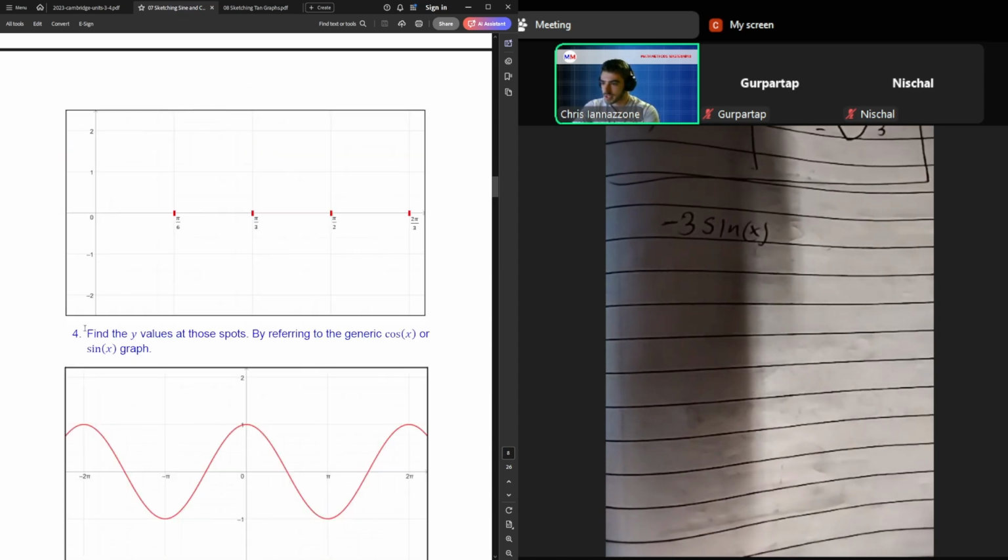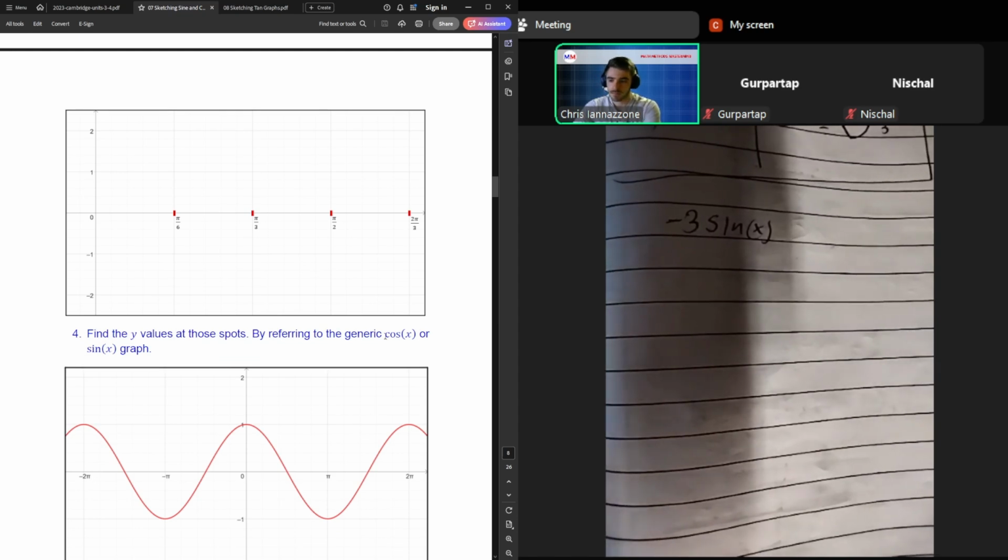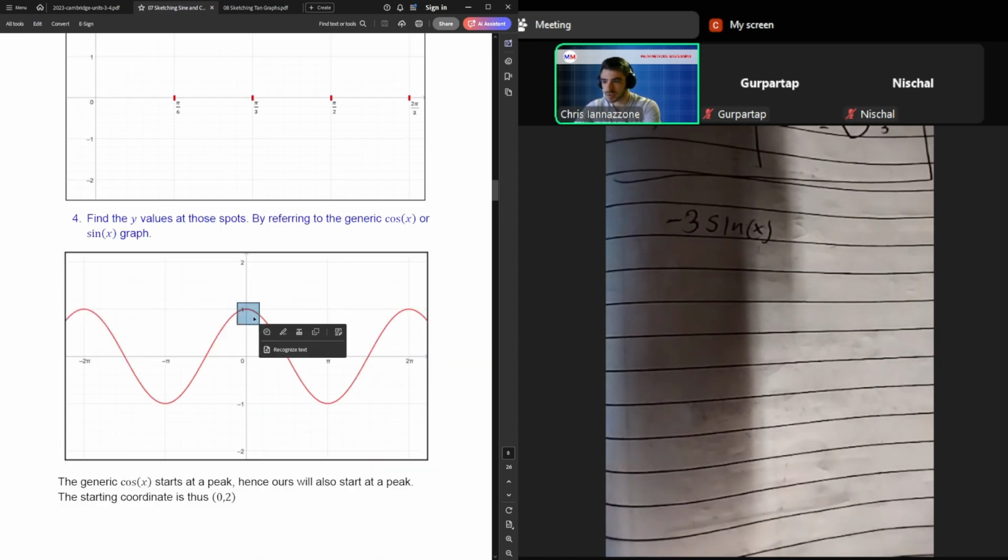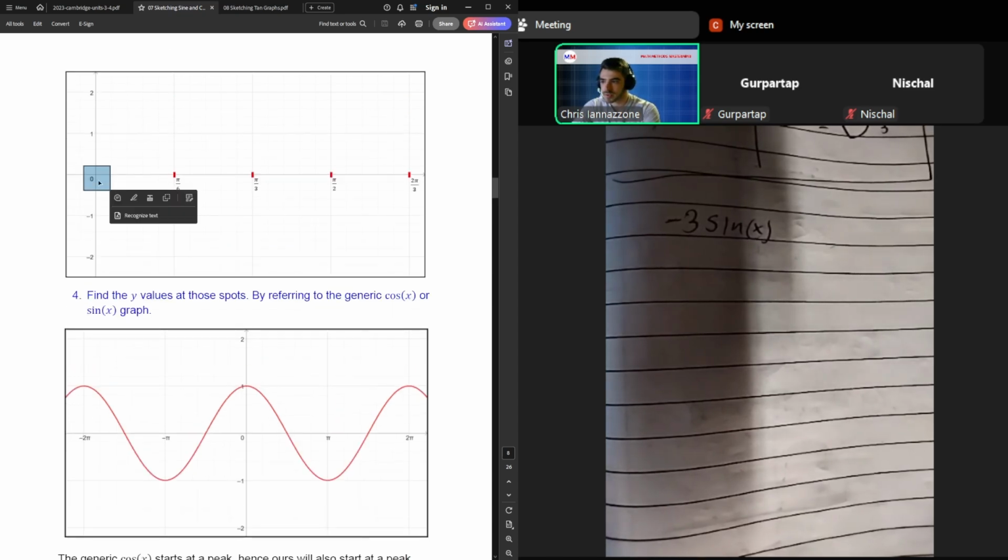So once we have that, step 4 is figure out what are the y values at those spots. You can do that in a couple of ways. One way is to just memorize what cos looks like, recalling that the generic cos will start at a peak. Or the other thing you could do is literally sub in your values. So what is cos of 0? What is cos of pi over 6? Anyone have any trouble subbing in values like this into circular functions?